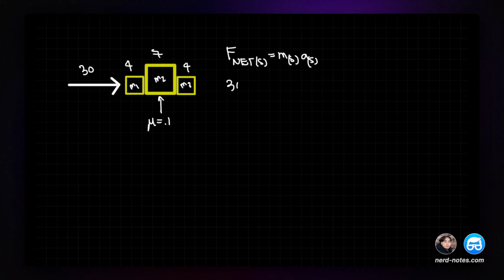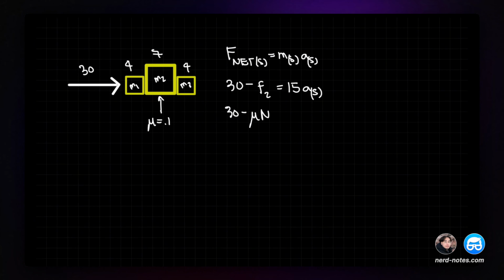So let's put 30 minus the friction that slows it down. For right now, let's just call it friction on M2, so let's call that F2. And that's going to be equal to the total mass of the system, which is going to be 4 plus 7, that's 15 (sic), times the acceleration of the system. Let's actually go ahead and fill in F2 now. So it's going to be 30 minus F2, which is really mu times the normal force on that M2 block.